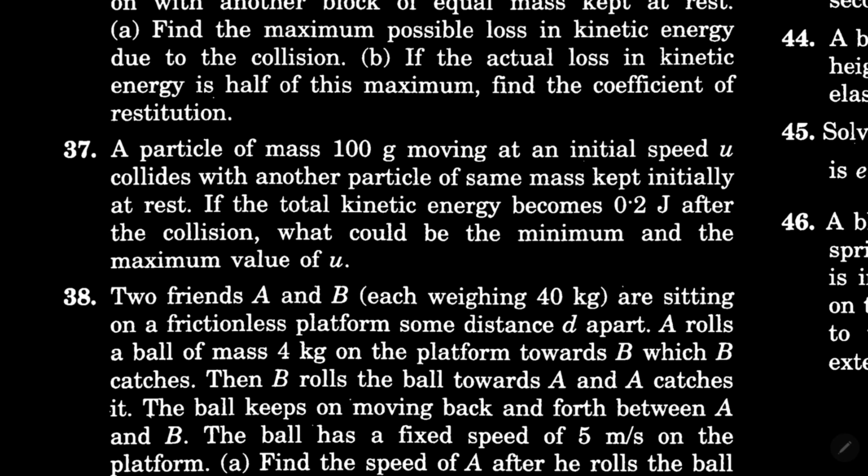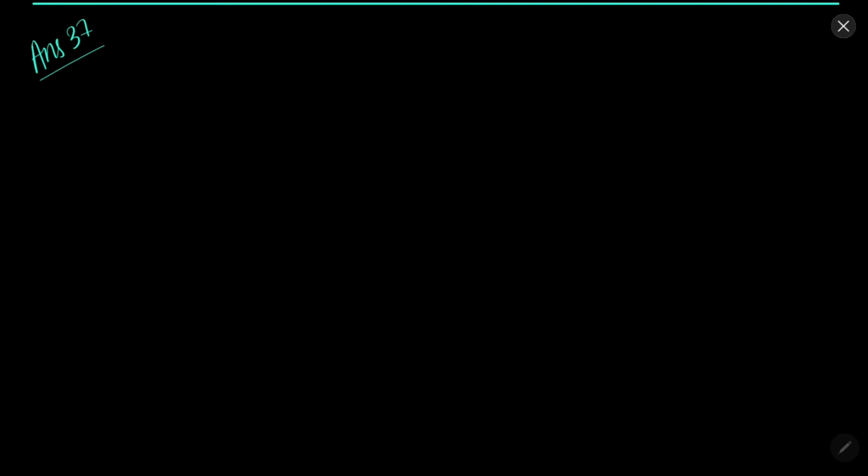In question 37 we have a particle of mass 100 gram. If total kinetic energy becomes 0.2 joule after collision, what could be minimum and the maximum value of u? So this is solution 37.